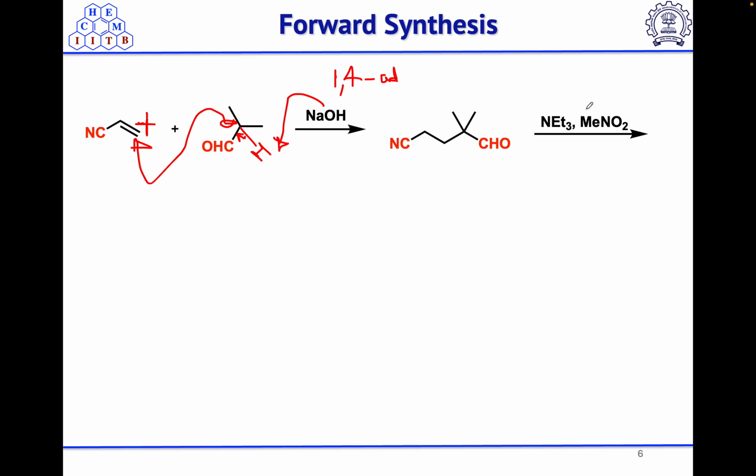So this acidic proton is in nitromethane itself. So this nitromethane, the pKa value is around 9, and triethylamine pKa is around 10. Okay, so it will abstract proton from this nitromethane and it will act now as a nucleophile. So what will happen? You have electrophile here, aldehyde. Cyanide also has, but electrophilicity of aldehyde is more compared to the cyanide. So it will add to this aldehyde and give some addition product.